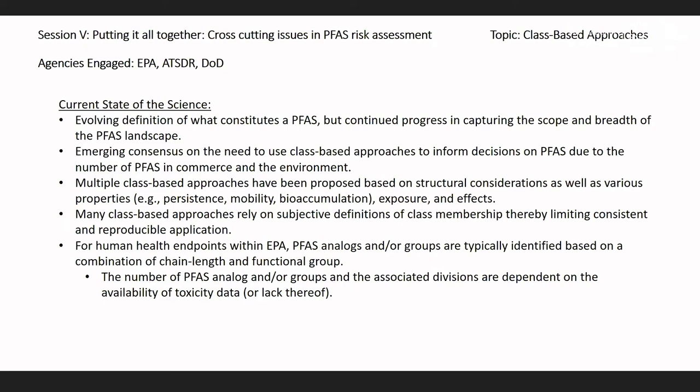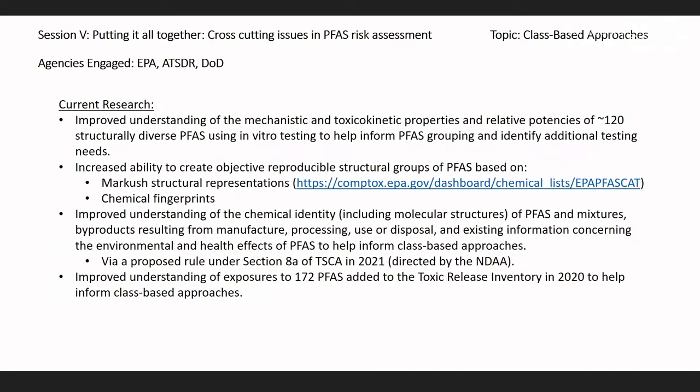For human health endpoints within the EPA, PFAS analogs and/or groups are typically defined based on a combination of chain length and functional group. We talked about that yesterday. The number of PFAS analogs and/or groups and the associated divisions are really dependent on the availability of toxicity data, or lack thereof. Essentially, what's driving that definition and the number of those classes is the availability of data.